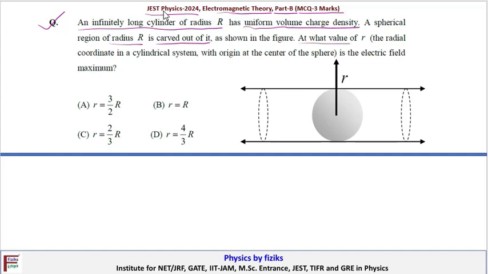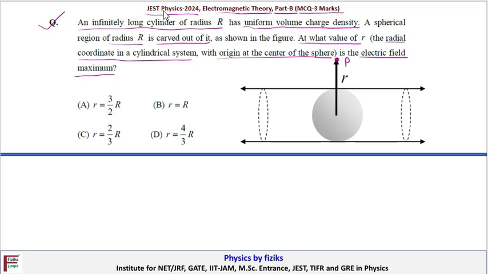At what value of r, where r is the radial coordinate in cylindrical system with origin at the center of the sphere, is the electric field maximum? We have to see point P where electric field is maximum. So 4 options are given.